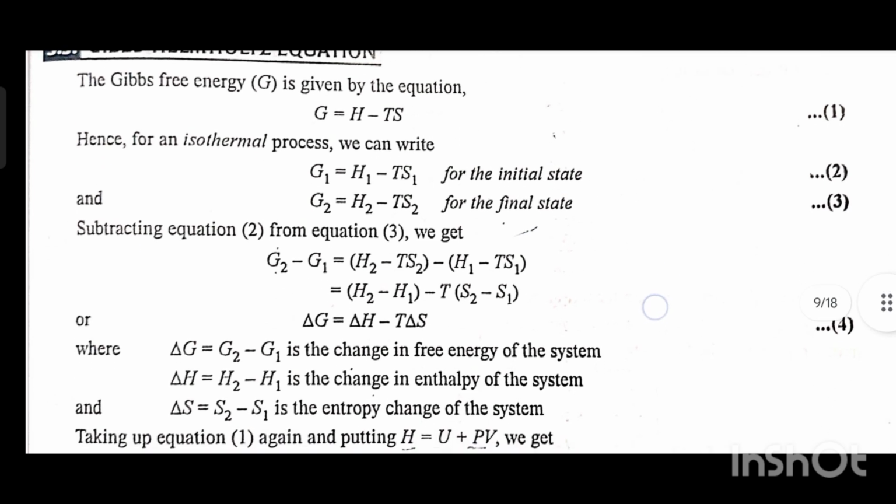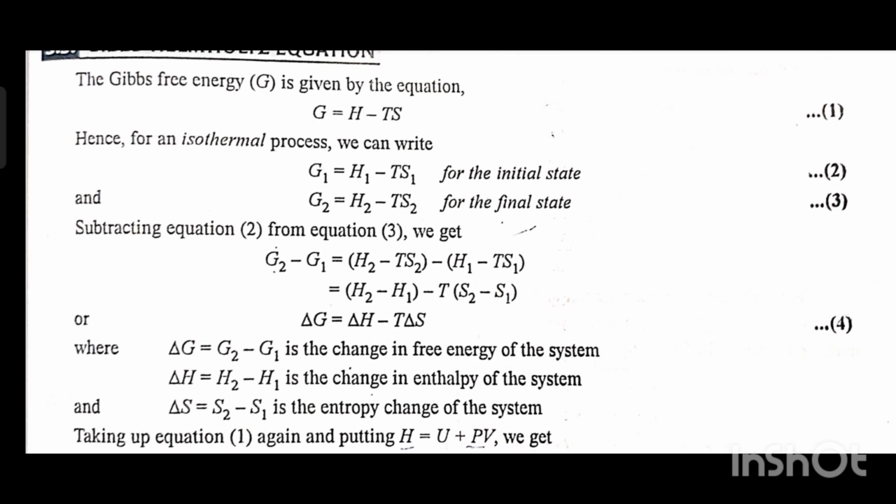Gibbs-Helmholtz equation. The Gibbs free energy G is given by the equation G = H - TS, that is equation 1. Hence, for an isothermal process, we can write G1 = H1 - TS1 for the initial state, that is equation 2. G2 = H2 - TS2 for the final state, that is equation 3.